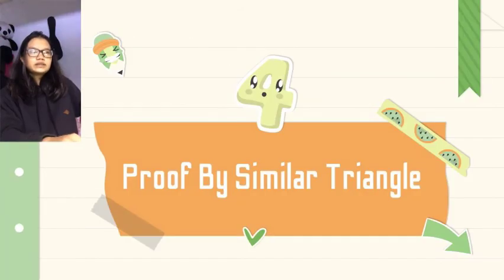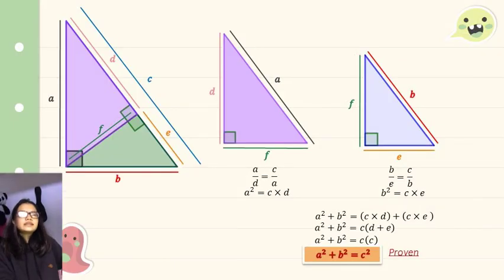The last way in this material is proof by similar triangles. In this case, actually we just draw a right triangle, but we need to draw a height line from the right angle of the triangle. So we will get three similar triangles. The first triangle is the whole triangle with base B and height A, while the second triangle is with base F and height D. The third triangle is with base E and height F.